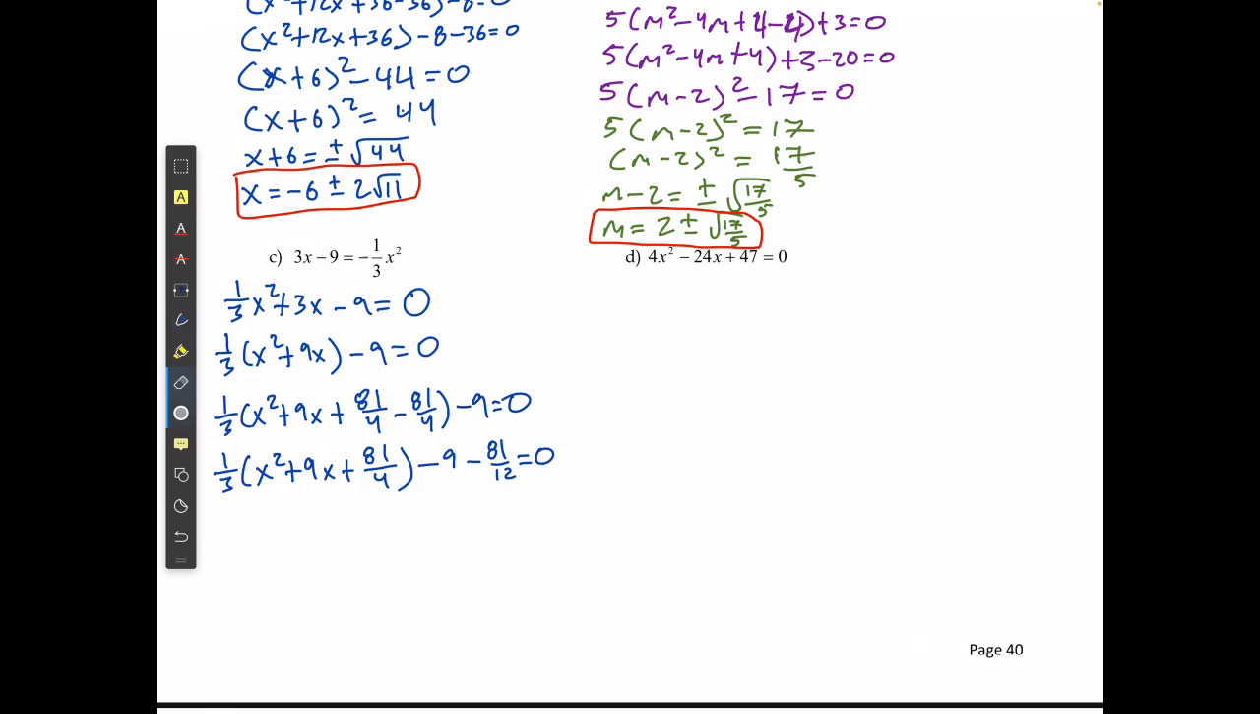Remembering that the 9 is going to have to go over 12 to combine these as well, which means that this would actually be 108 over 12 if I want to do it that way, or I can simplify the 81 over 12. In this case, I can divide the top and the bottom both by 3. If I divide the top and the bottom by 3, then I'm going to get 27 over 4, and the 9 can now actually become 36 over 4.